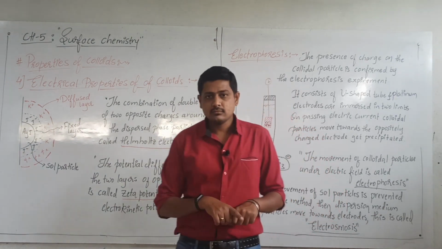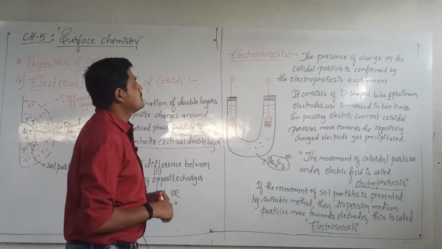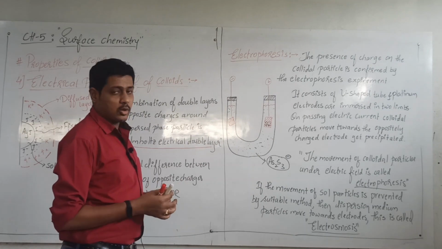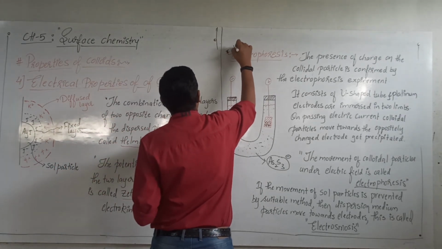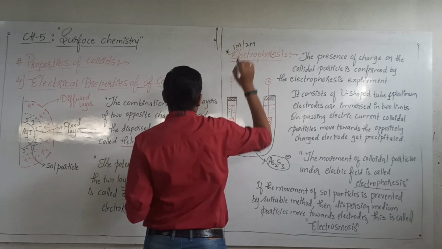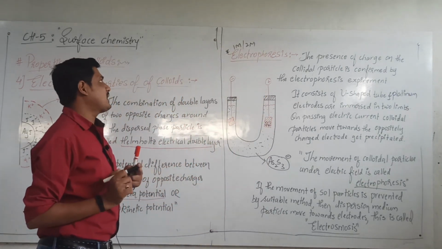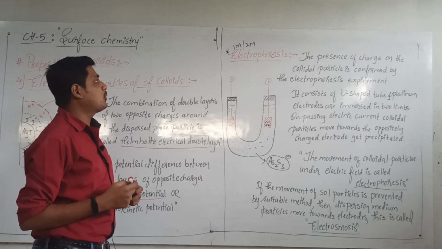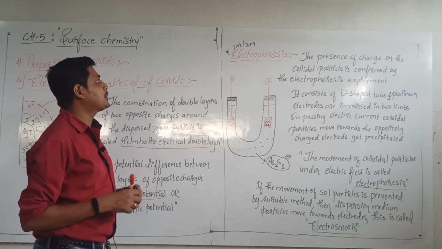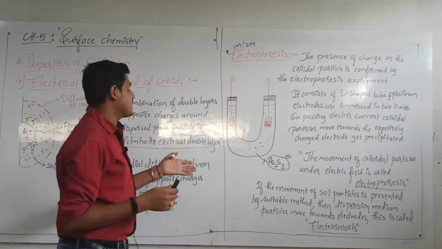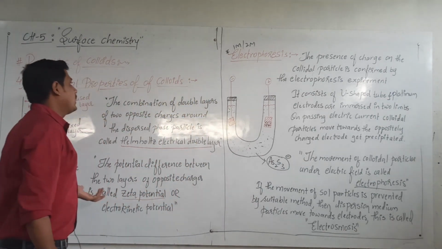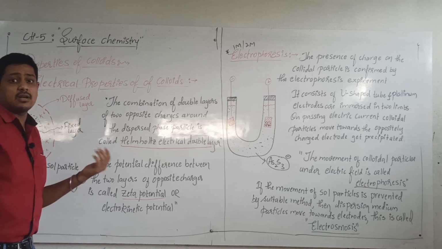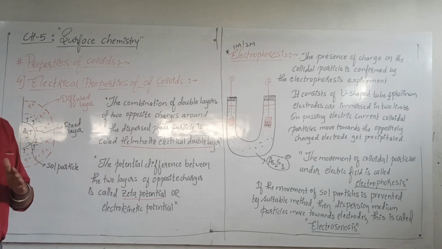Then, moving on. Next we have to study one concept called electrophoresis, which is very important even for 1 mark or 2 marks questions. For 1 mark they will ask you what is electrophoresis, or for 2 marks they will ask you to explain what is meant by electrophoresis. So let us see what is meant by electrophoresis. We know that colloidal particles are either negatively charged or positively charged.